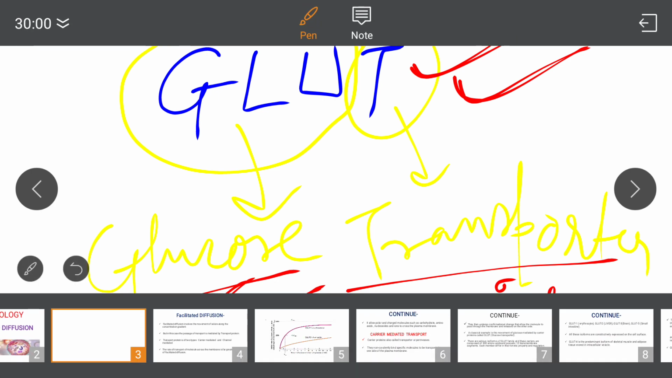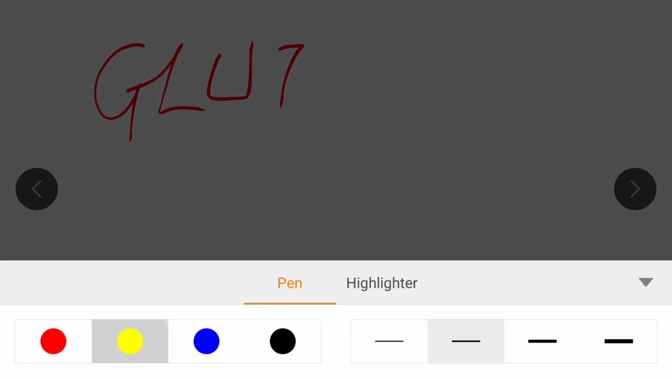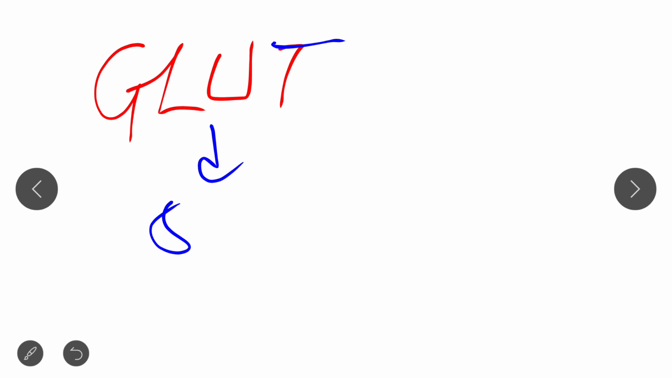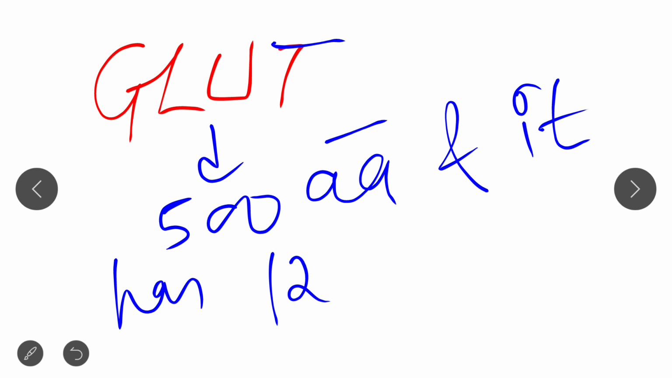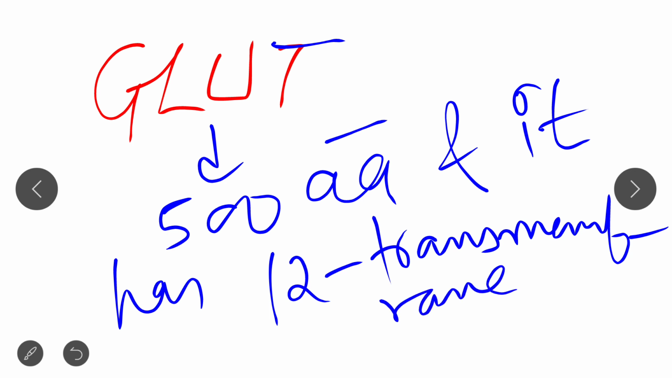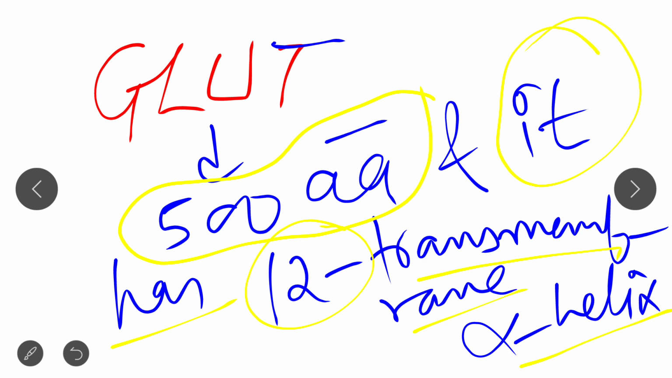Okay, clear? Now next, what about this GLUT? This GLUT protein is basically composed of 500 amino acid residues, and it has 12 transmembrane segments. That is, alpha helix. So the GLUT protein is basically composed of 500 amino acid residues, and it has 12 transmembrane alpha helix segments. Okay, clear? So this is about the GLUT protein.